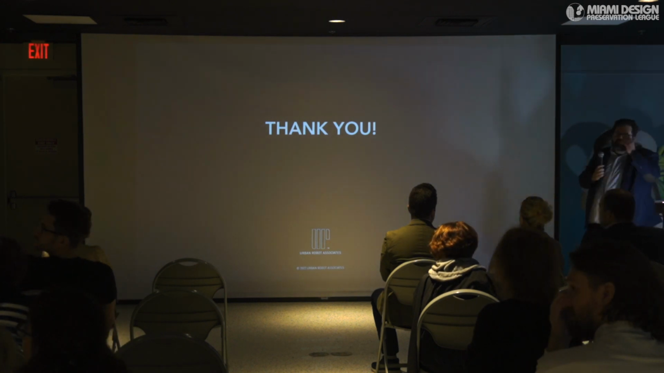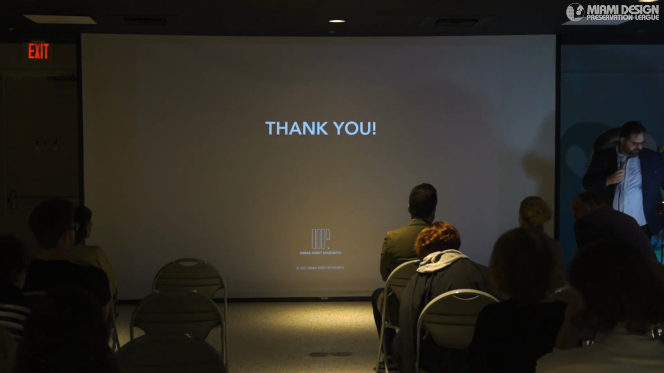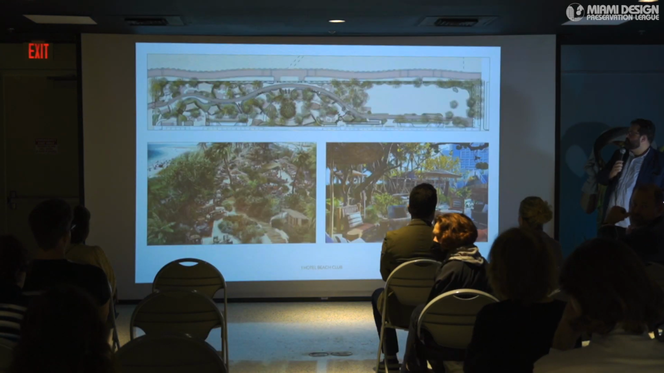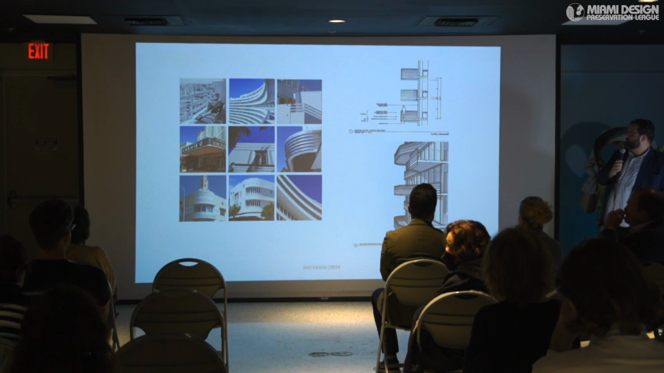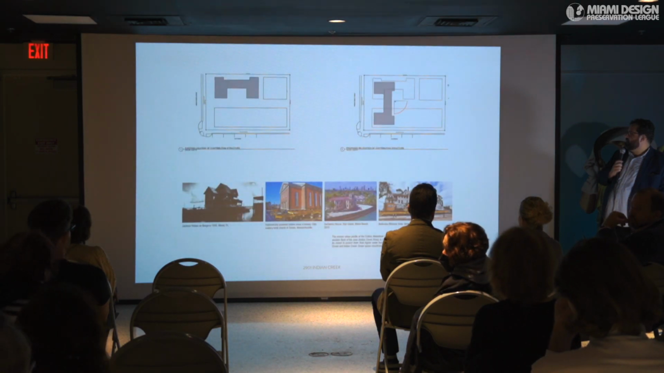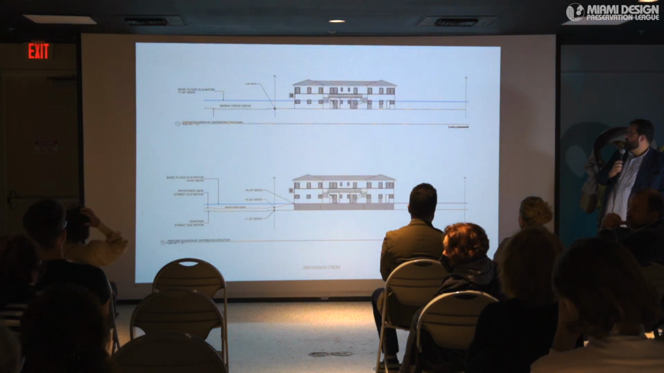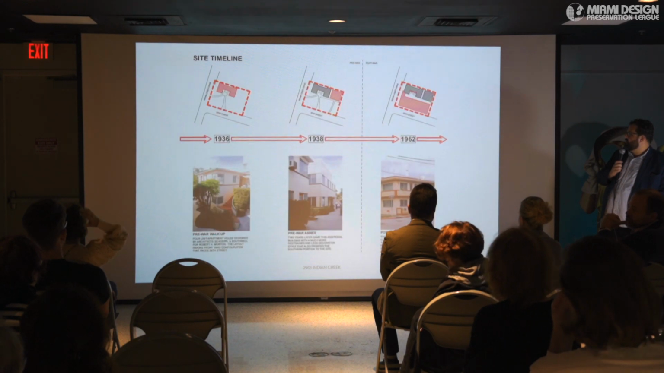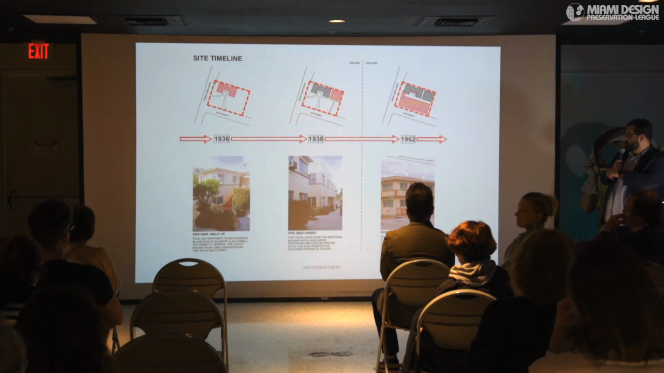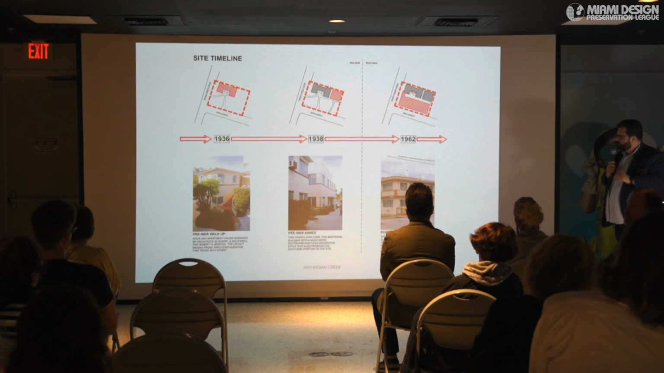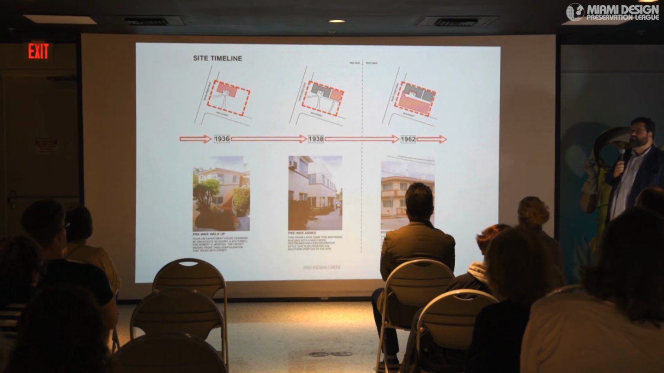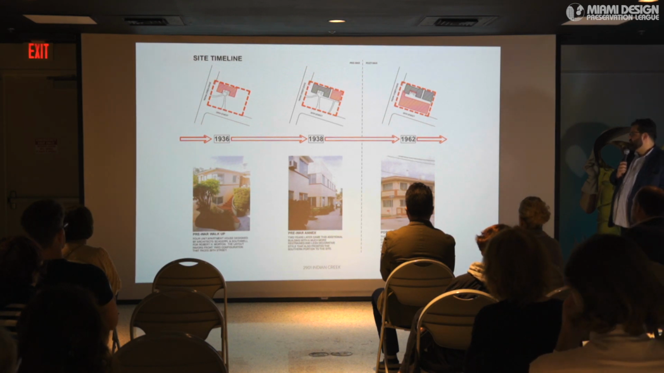In one of your photos, I believe along Indian Creek, the 1962 structure, that one on the bottom right, looks like a mid-century structure that we would appreciate today. I'm just wondering who the architect was and how did you get permission to remove it?